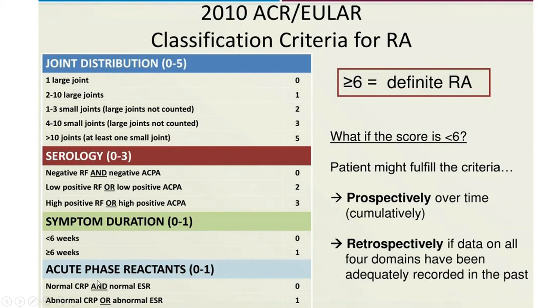And along with acute phase reactant or ESR, if it is low or normal, then okay. If it is very high, then it will count. Now, along with these 4 points: joint distribution, serology, symptoms duration, along with acute phase reactant, you have to mark up this chart, please. And if the count is more than 6, then it seems to be rheumatoid arthritis and it needs anti-rheumatoid drug treatment.